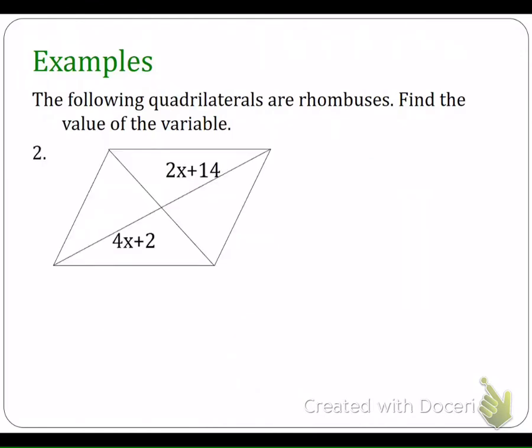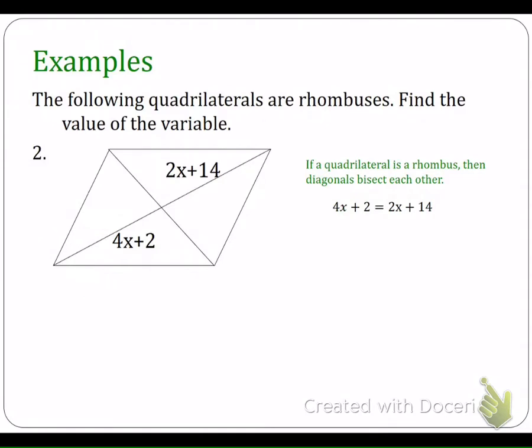This one, it's kind of hard to see what segments we're talking about. So the 2x plus 14, that's this segment right here. Okay? And the 4x plus 2 is this segment right here. So they're along the same diagonal. So what do I know about them? They equal each other because the diagonals bisect one another. So in a quadrilateral, if we have a rhombus, the diagonals bisect each other. This could actually say a parallelogram, because remember this was a rule last week too. But anyway, I won't get technical on you. That's the answer.